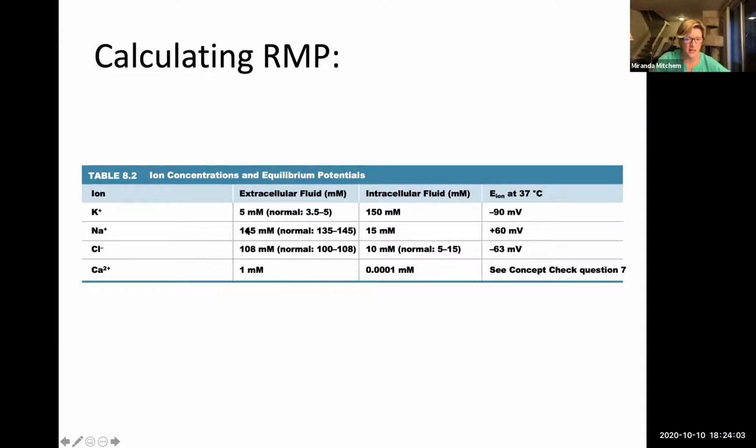Sodium's higher outside the cell. Chloride's higher outside the cell. Calcium's higher outside the cell. And these are the individual equilibrium potentials for each ion. So potassium is minus 90, sodium positive 60, chloride minus 63.